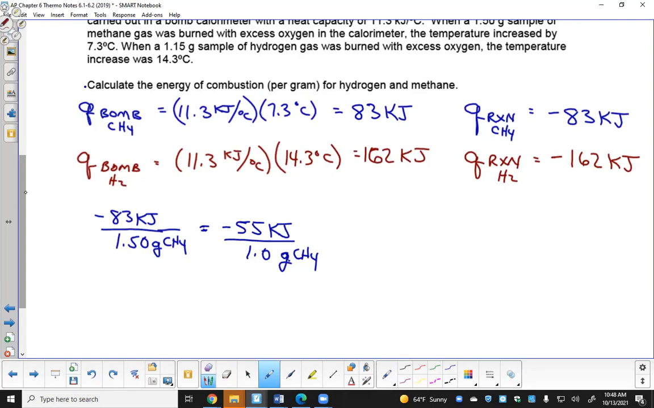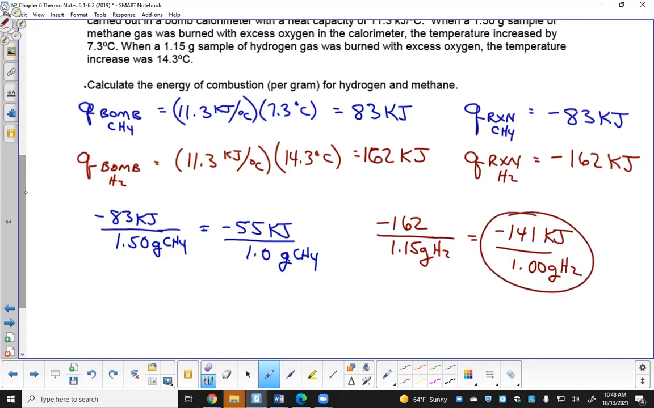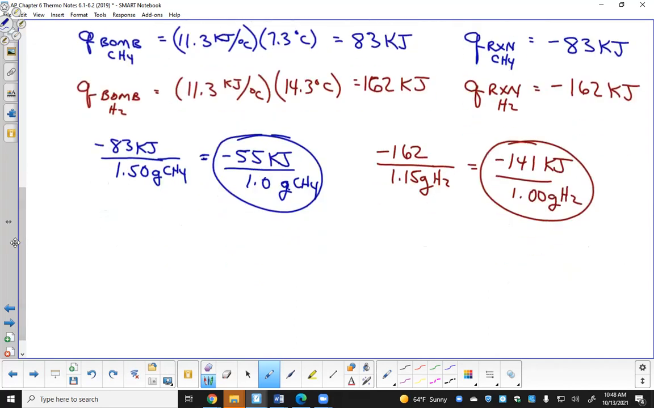Same thing for the hydrogen, but this time for a 1.15 gram sample. Now we can compare them on a level playing field. 1 gram of this fuel compared to 1 gram of that fuel. And what you'd find here is that this is about 2.56 times more energy per gram.